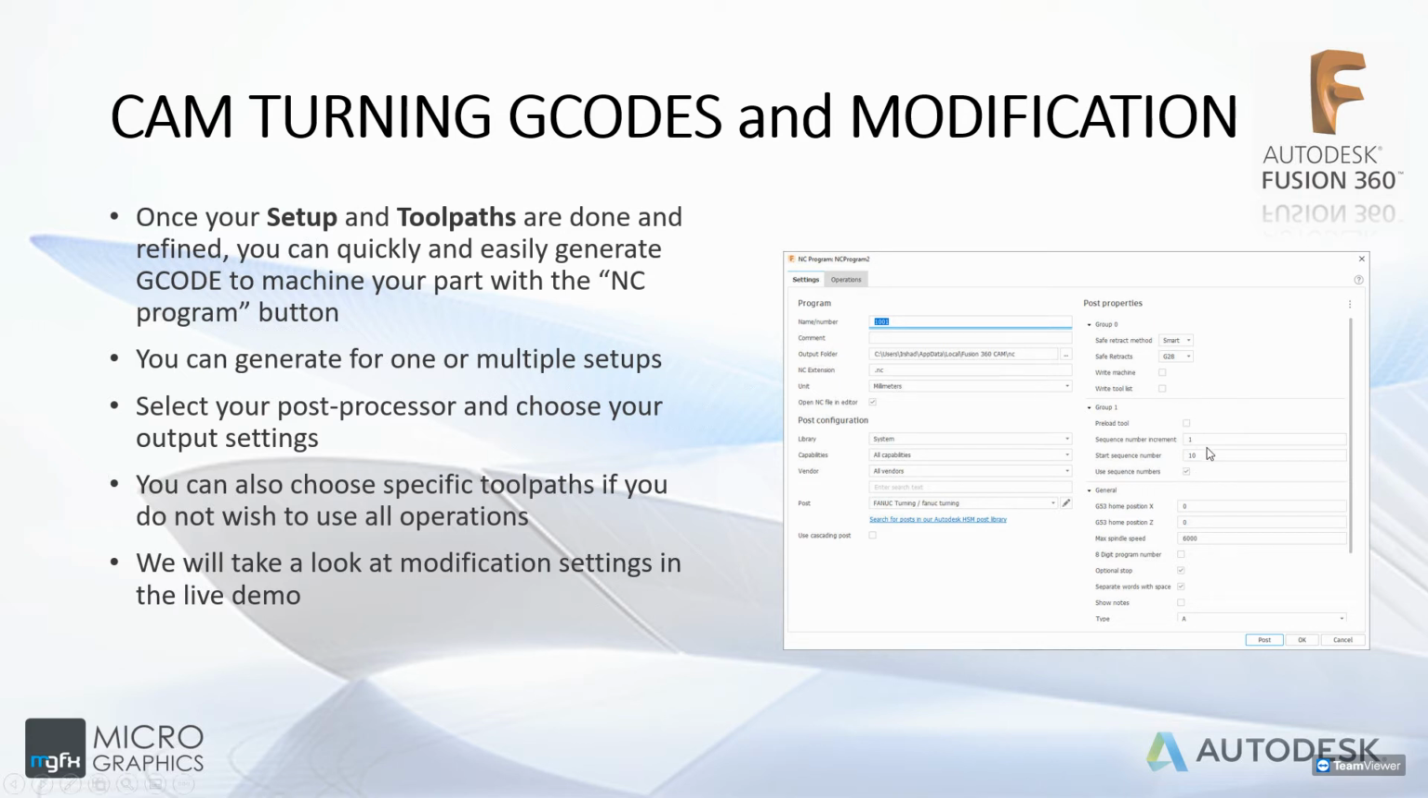So you can choose to use sequence numbers or not. You can also choose to write a list, allow safe retracts, etc. We will go through what options you have in an example, but it exists in the generate NC program menu that you will click when you're ready to generate. Okay, you'll also see a tab there for operations, where you can select exactly which toolpaths you want to generate for.